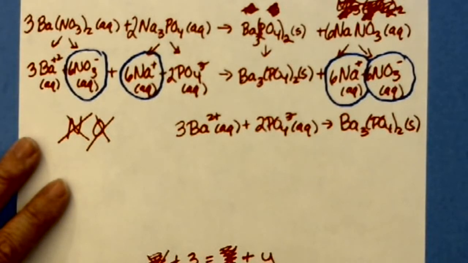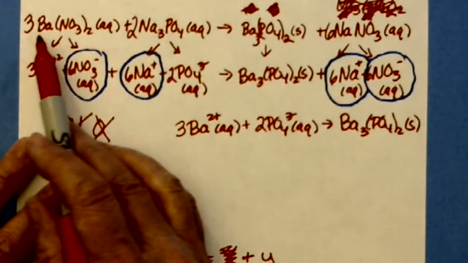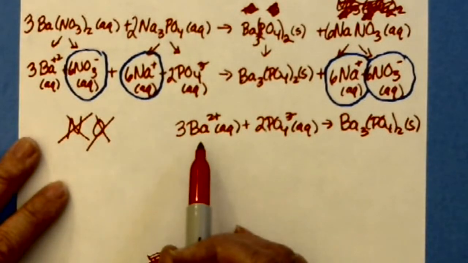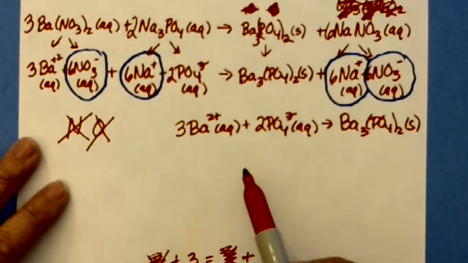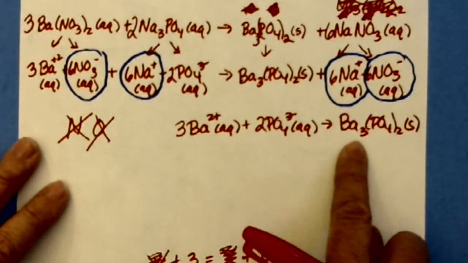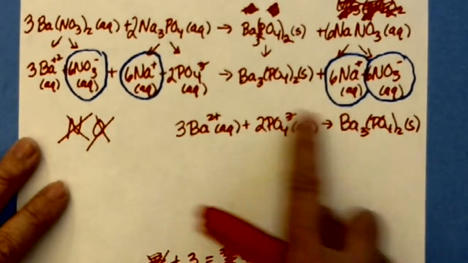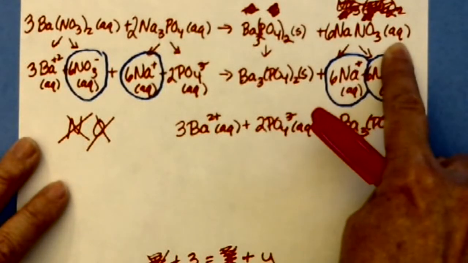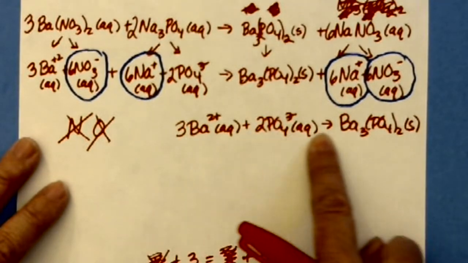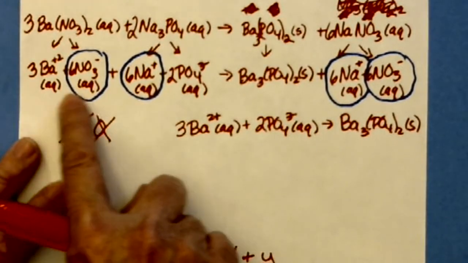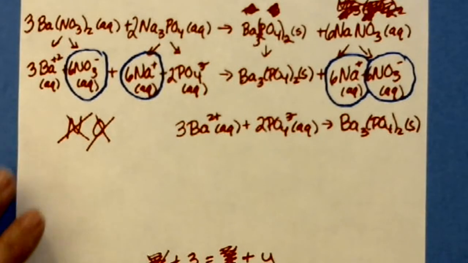So there we have our three types of equations. And if you notice, if I followed the numbers all the way through, I didn't have to rebalance them. So I have 3 bariums, 2 phosphates, 2 phosphates. So if you follow the initial numbers, you will end up with a balanced net equation, and you will also end up with a balanced total equation.